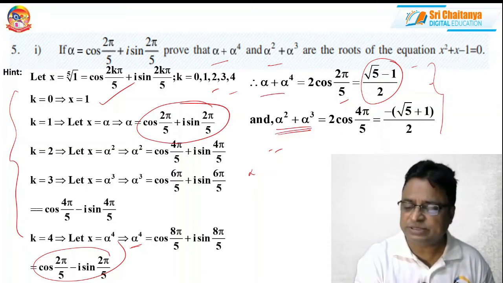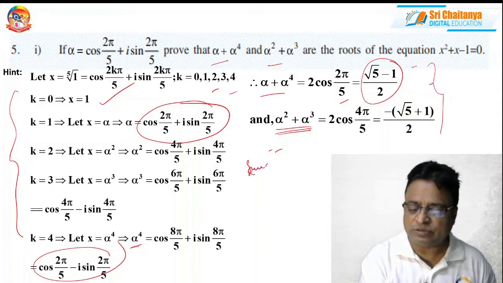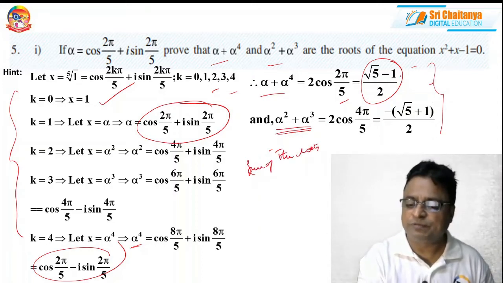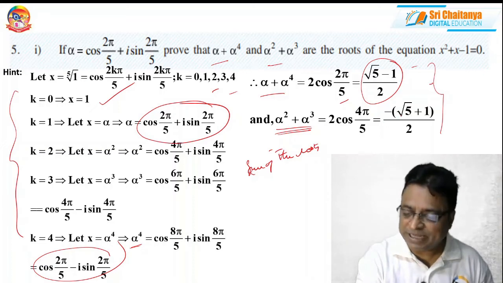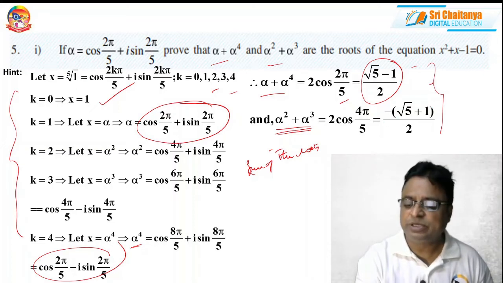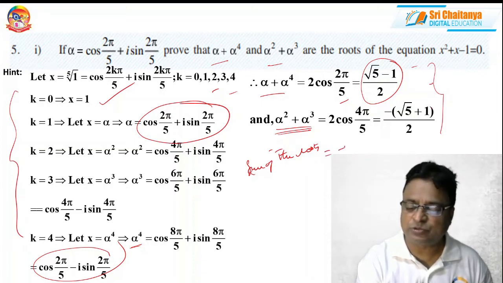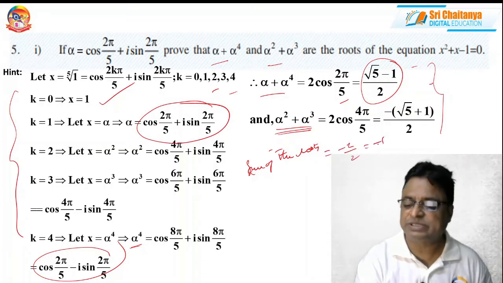What is the sum of the roots? Root 5 minus 1 by 2 minus root 5 plus 1 by 2. So root 5 gets cancelled. Minus 1 minus 1, that is minus 2 by 2, that is minus 1. This is the sum of the roots.